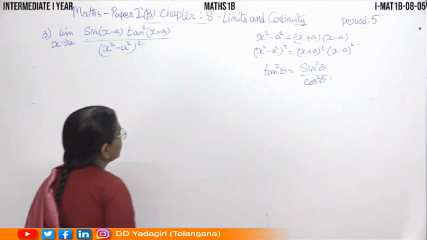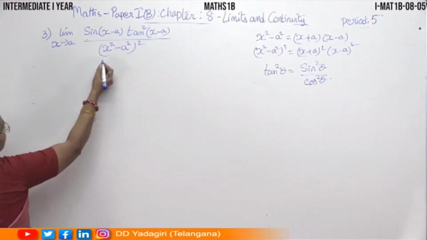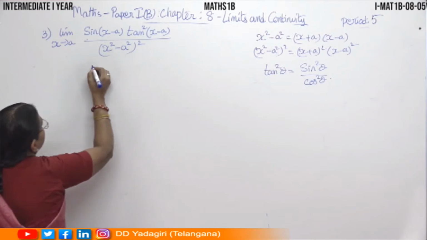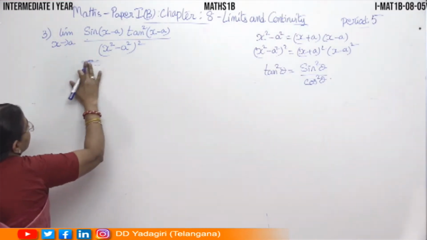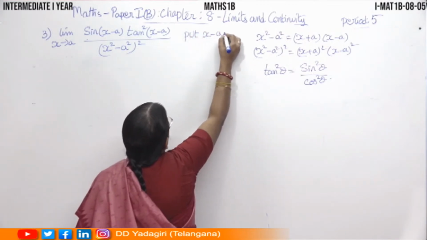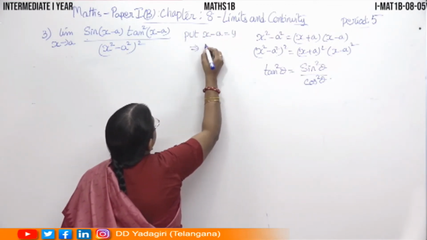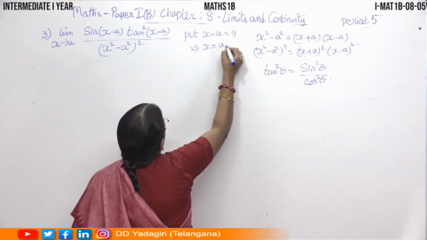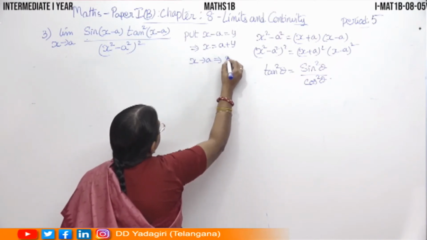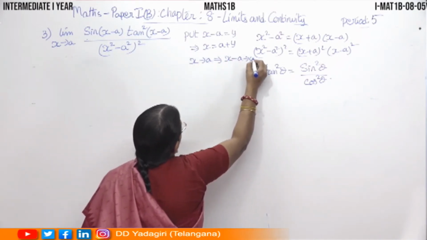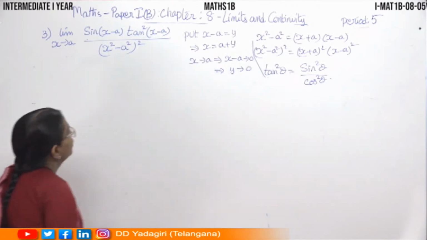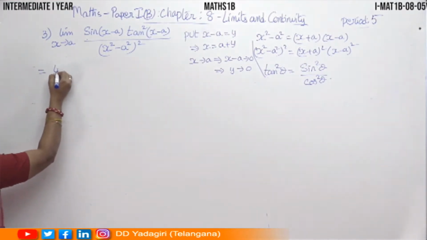Now x − a we will take as t otherwise. Because it is x − a here and x − a here, I'll put x − a equal to y. Then it means x is equal to a + y. So x tends to a implies x − a tends to 0, so that means y tends to 0.